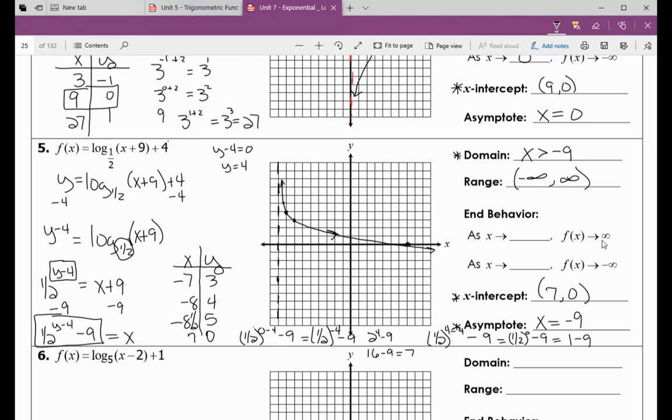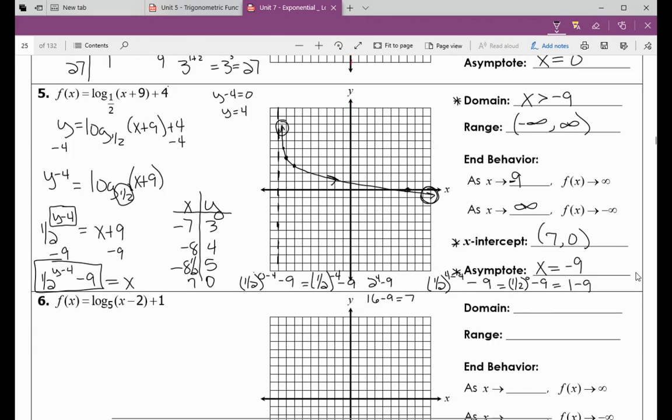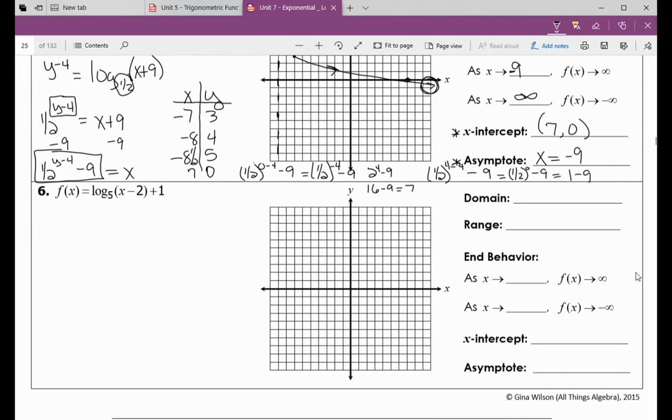Now, as y approaches positive infinity, that's this arrow, my x is approaching -9. It's approaching that line. As y approaches negative infinity, this arrow is approaching infinity. So if you have any questions about the graphing, please make sure you contact me.